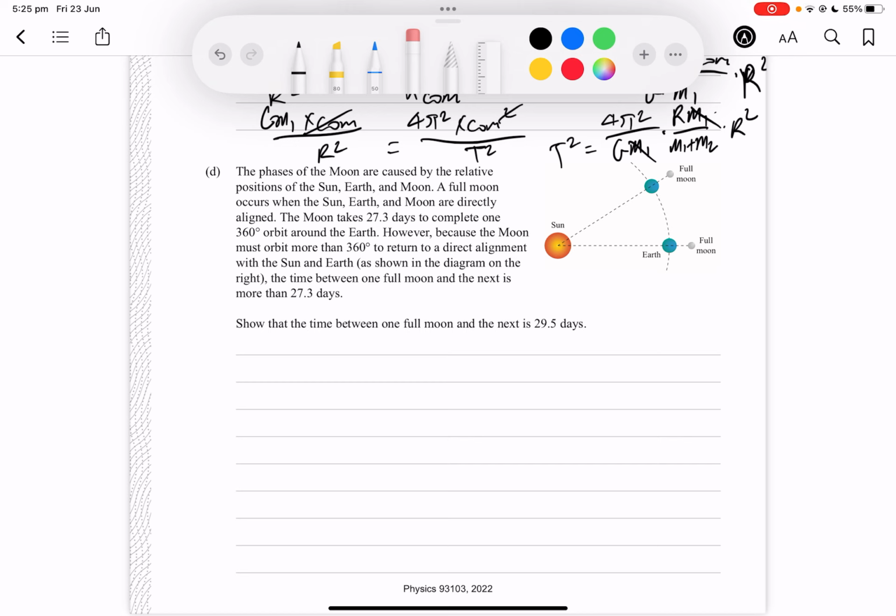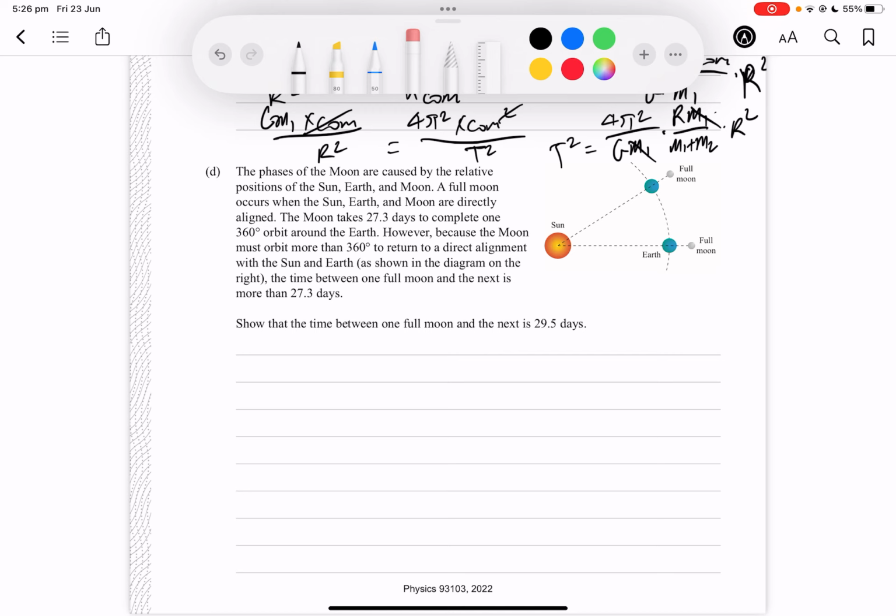So we know that the Earth is going to be rotating around the Sun at some angular velocity, and the Moon is going to be revolving around the Earth at also some angular velocity. And we know that after a full moon, the moon must at least revolve around the Earth one full circle before it returns to its original position.